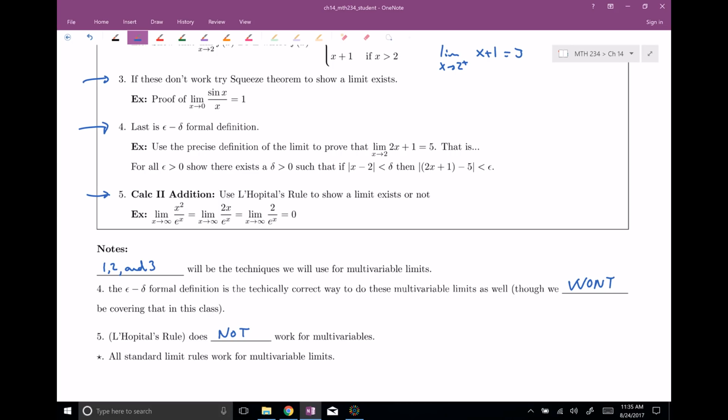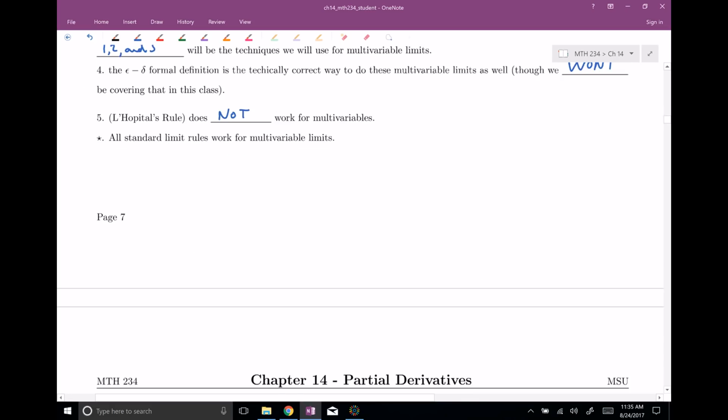Okay, and the claim is, all of those limit rules from before still apply. So if you take the limit of the sum, that's the sum of the limits. If you take the limit of the product, that's the product of the limits. All that sort of stuff applies for multivariable limits.